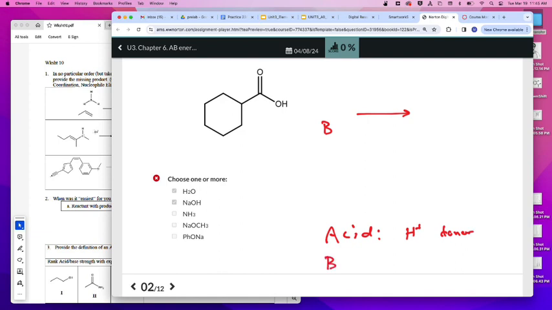What is a base? A proton acceptor. This definition becomes very problematic, okay? Because the only reason we know it's a base is because it accepts protons. Why did it accept protons? What were the characteristics of the base that allowed it to accept protons?